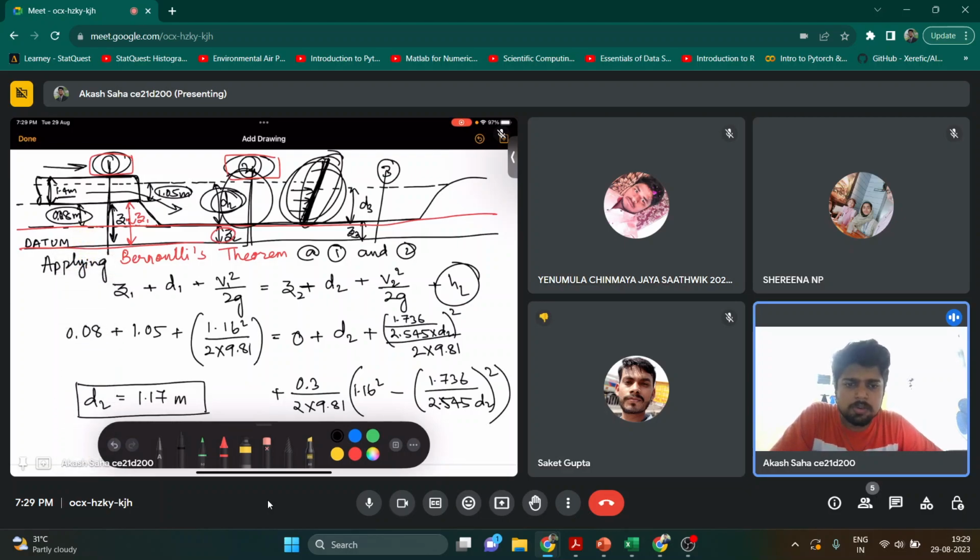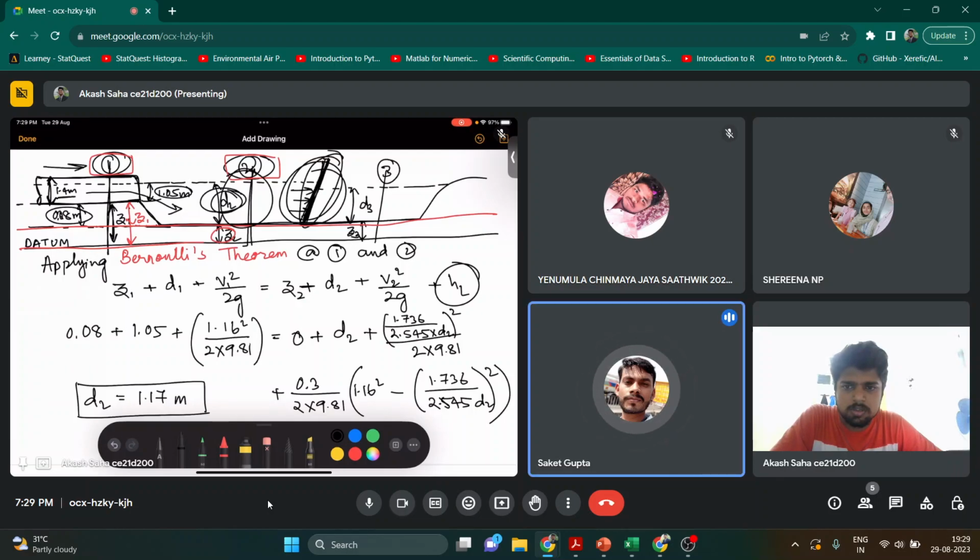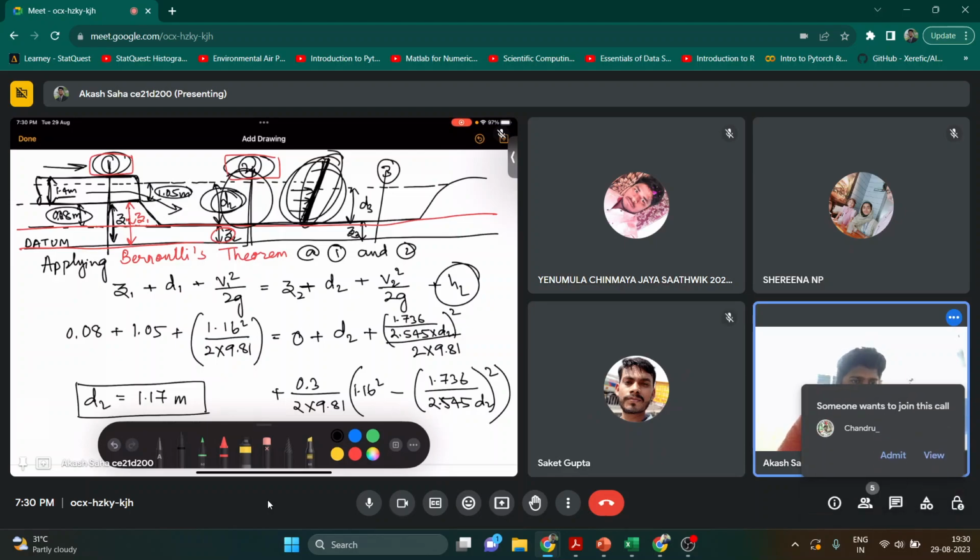Which part are you not able to understand? Please tell me, I will try to explain. Which part is not properly understood? When we put the value of V2 square by 2G plus HL. Okay, V2 square by 2G.